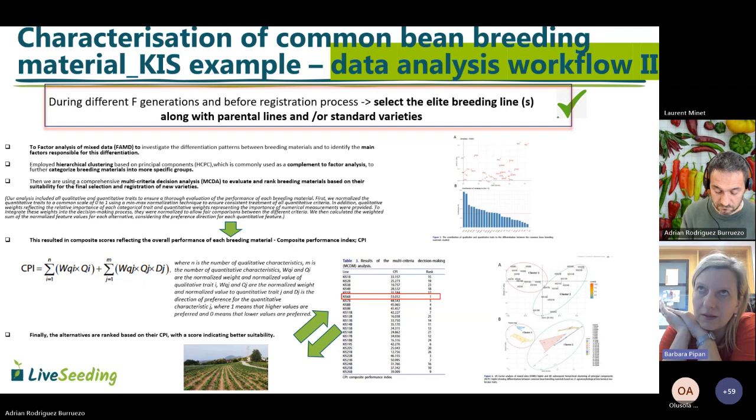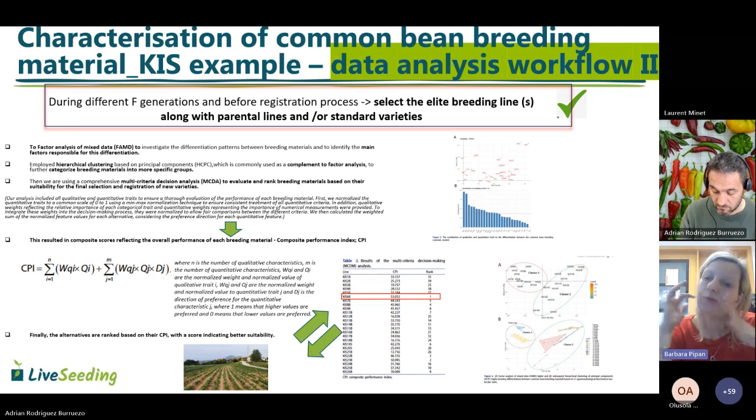So we have the best performing breeding line according to our multi-criteria decision analysis, and selected for the registration. If everything went smooth and all the data were available, then we decided that this breeding line is the best, and with these types of analysis and support of the statistical analysis and results, and of course considering key breeding parameters, is the best for the registration.